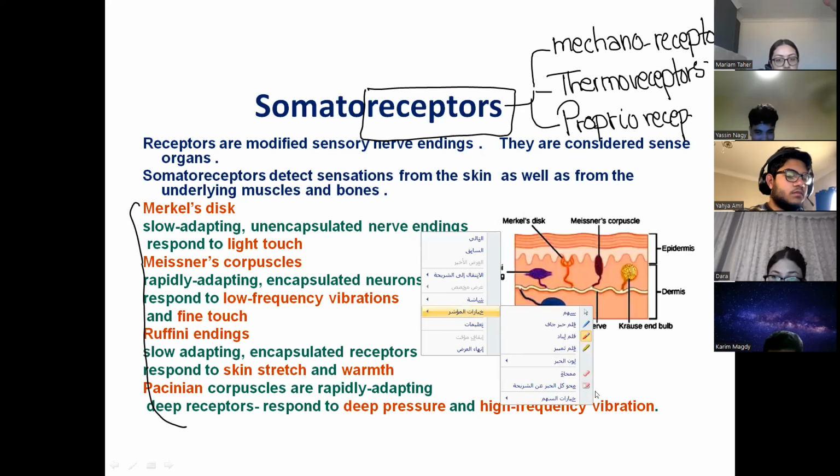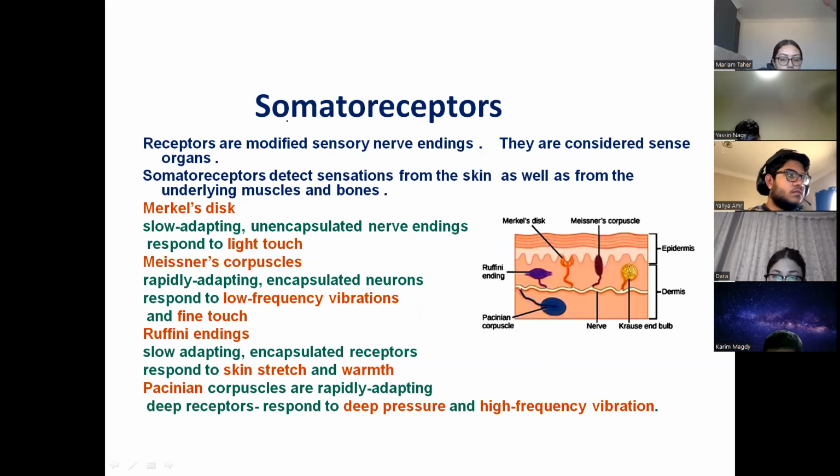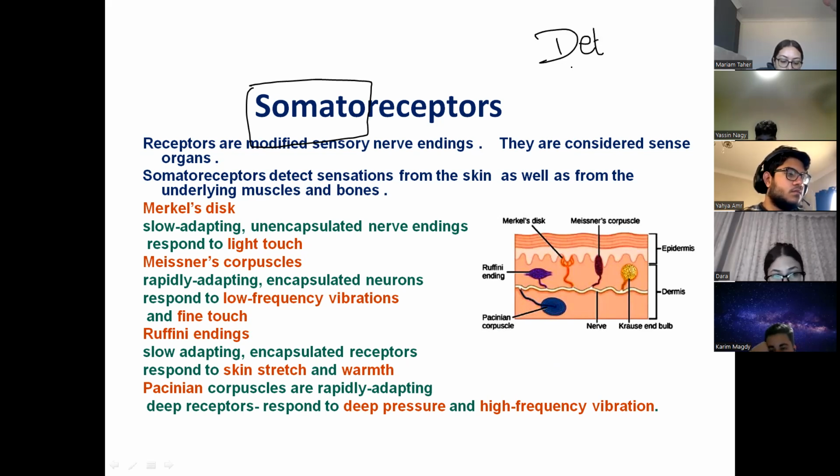What remains is to know what somatoreceptors means. Somatoreceptors are receptors that detect or carry sensation. Of course, we will use the verb detect a lot. Detect means to identify, to perceive what this sensation is. So somatoreceptors are receptors that detect sensations from the soma.